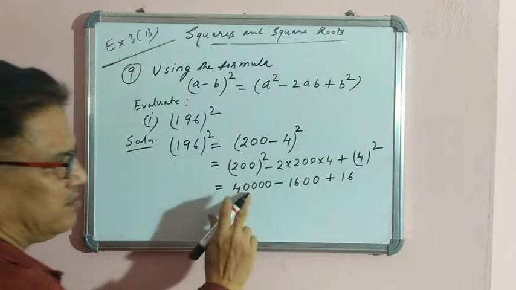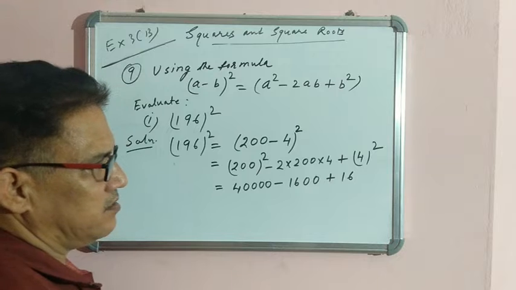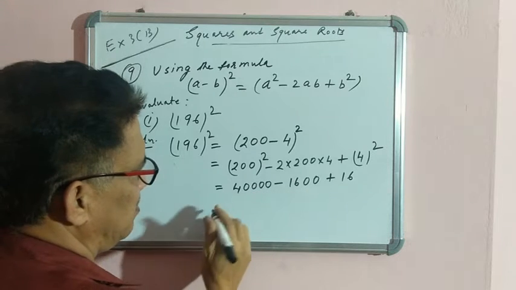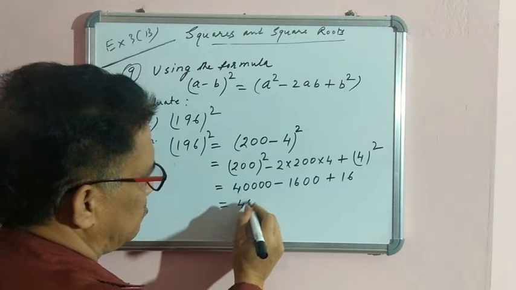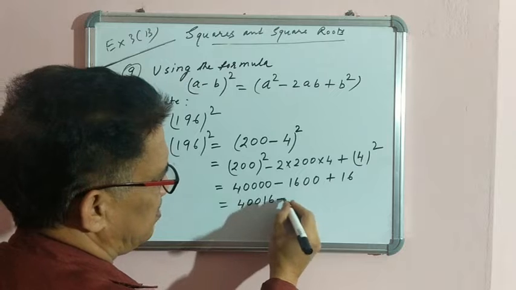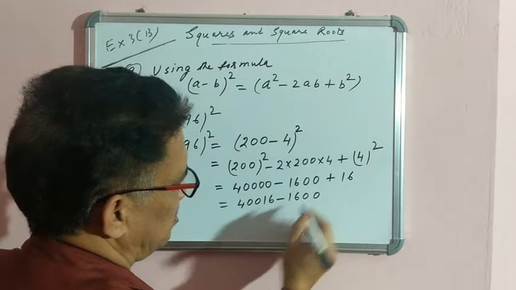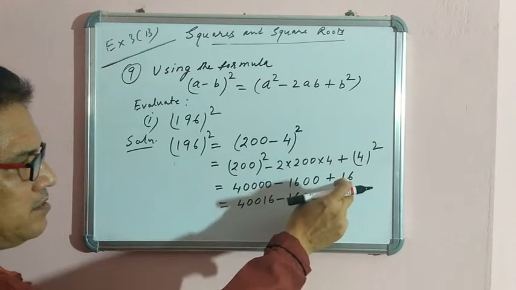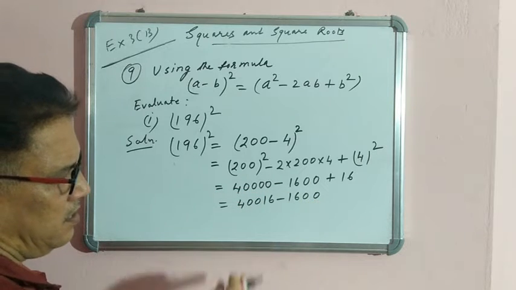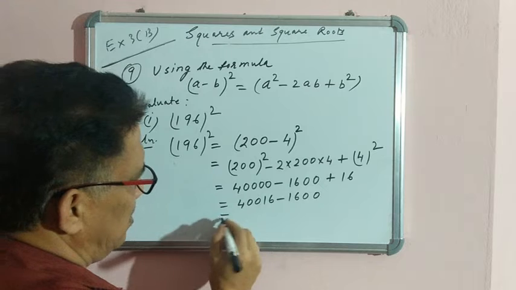Now we will add this one and this one, then we will subtract this 1600. So after adding 40,000 and 16, we are getting 40016 minus 1600. Clear? We have added this one to this one, we have got this one, then minus 1600. Now subtract to get the answer.